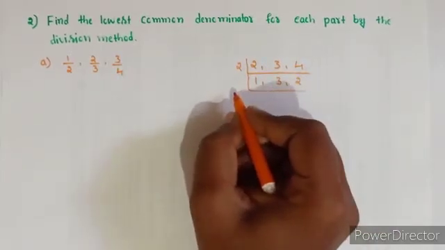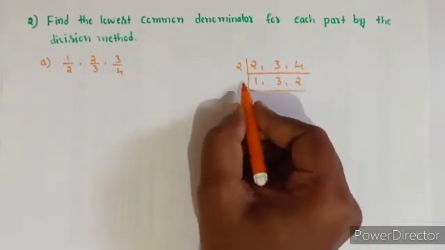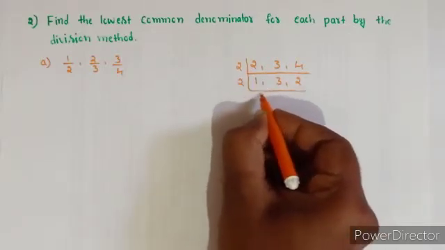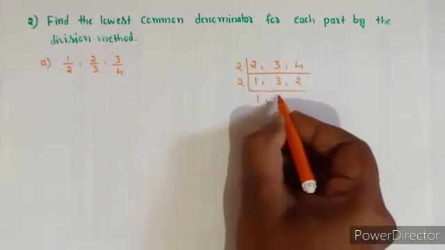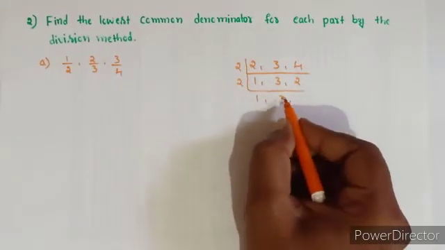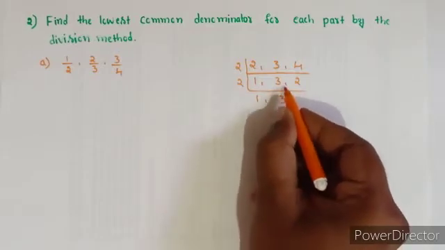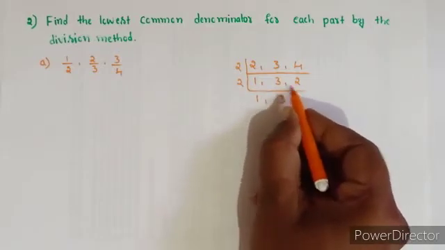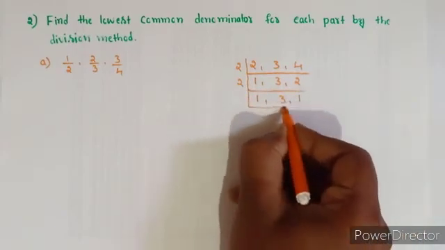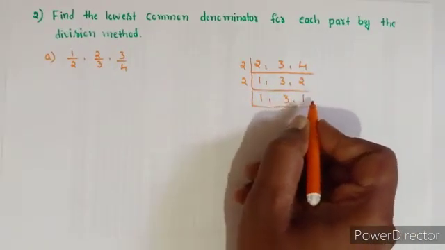Okay, again the smallest prime number which divides at least one of these numbers is again 2. Okay, bring down 1 as it is and 3 as it is. Okay, 2 can't divide 3, right? Bring down 3 as it is, and 2 ones are 2. Okay, here we got 1, 3, 1.